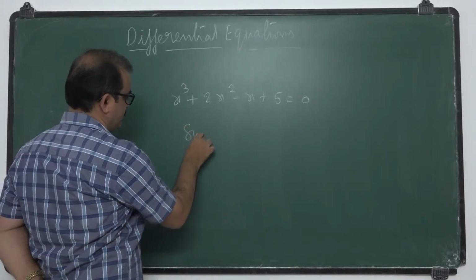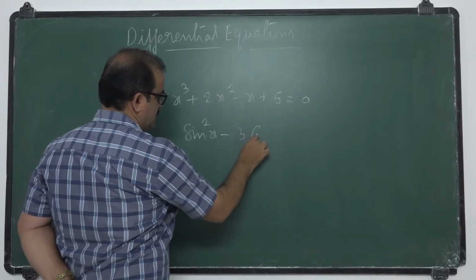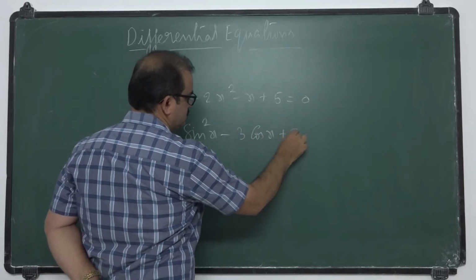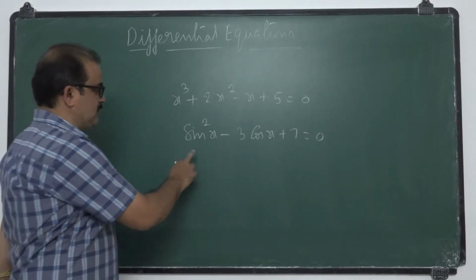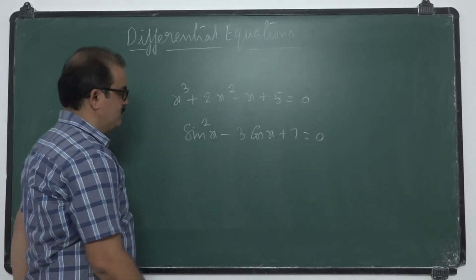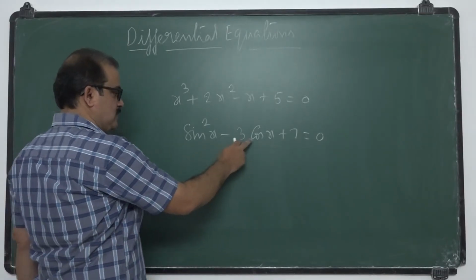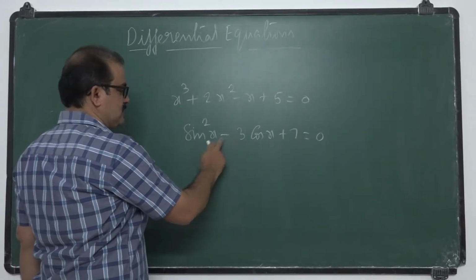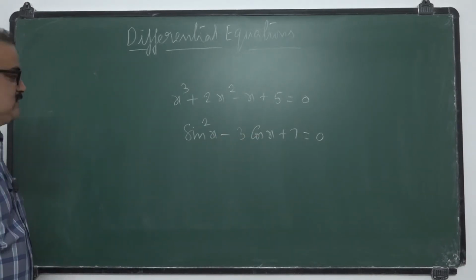Similarly, if the equation is in this form, then it is called a trigonometric equation. What are the variables here? Sin x and cos x. These are trigonometric functions.